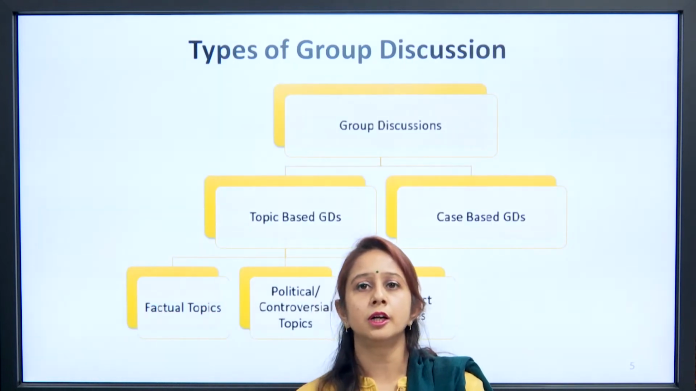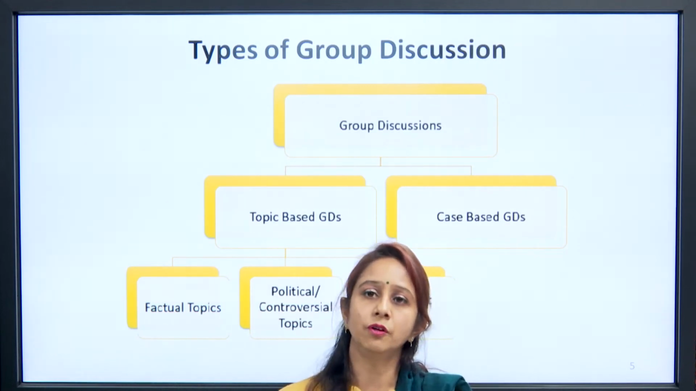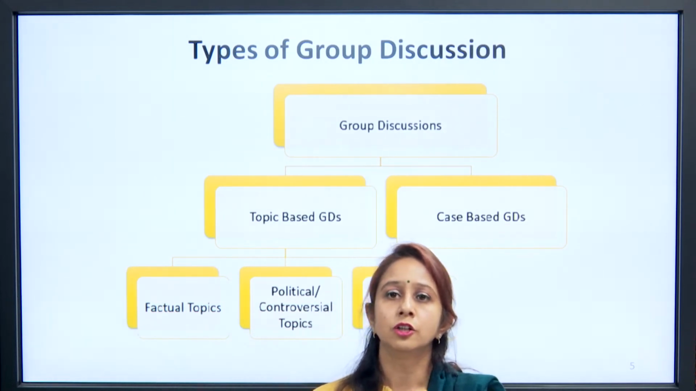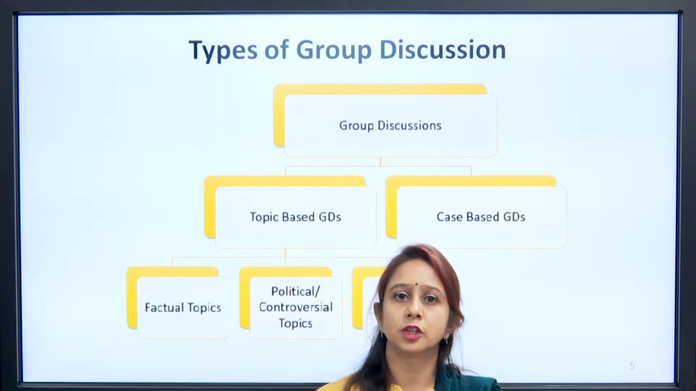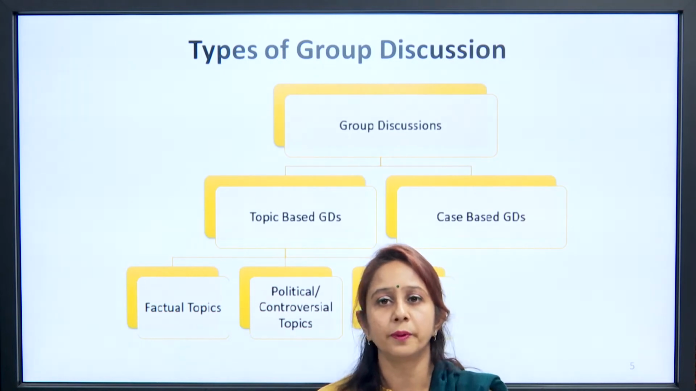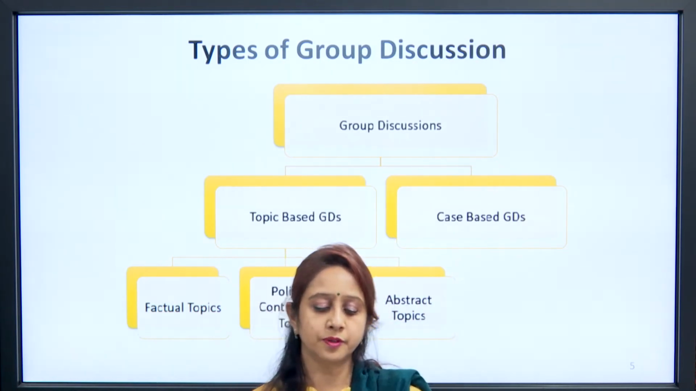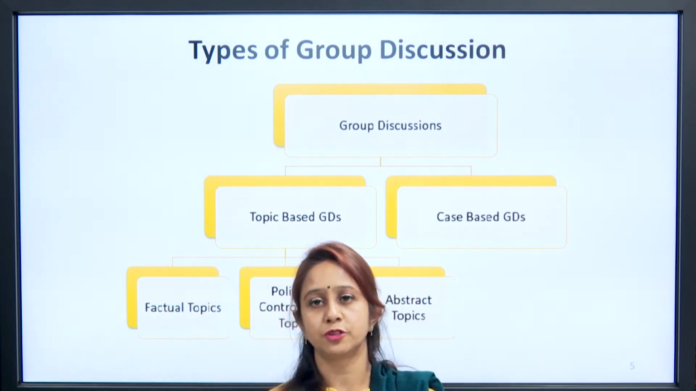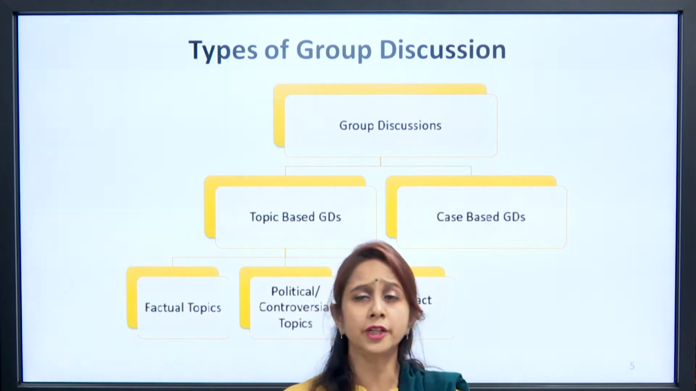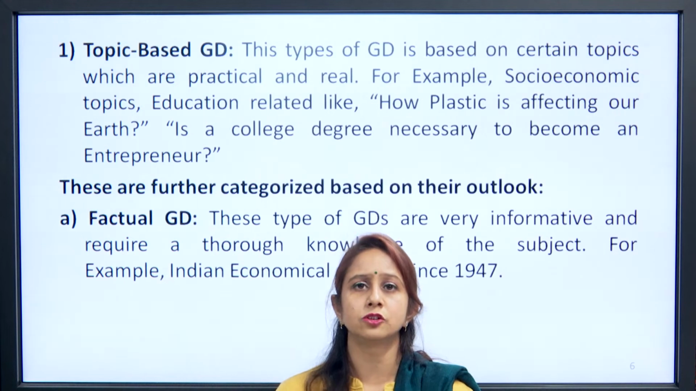When we talk about types of group discussion, we have two types. The first one is topic based group discussion and the other one is the case based group discussion. Topic based group discussion is further described in three types: factual, political or controversial topics, or abstract topics.